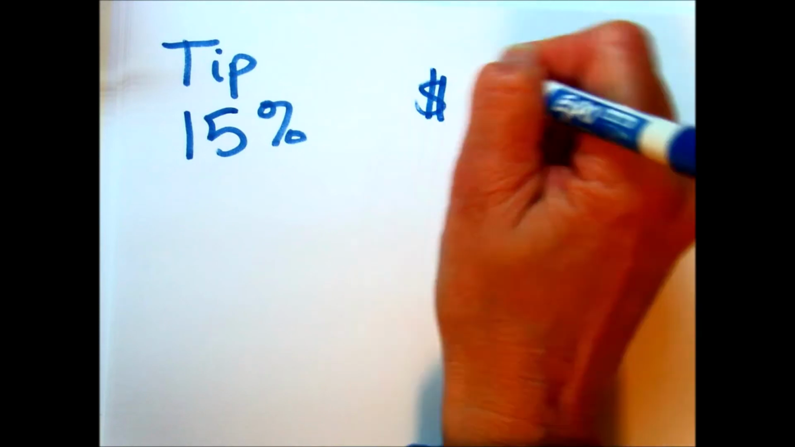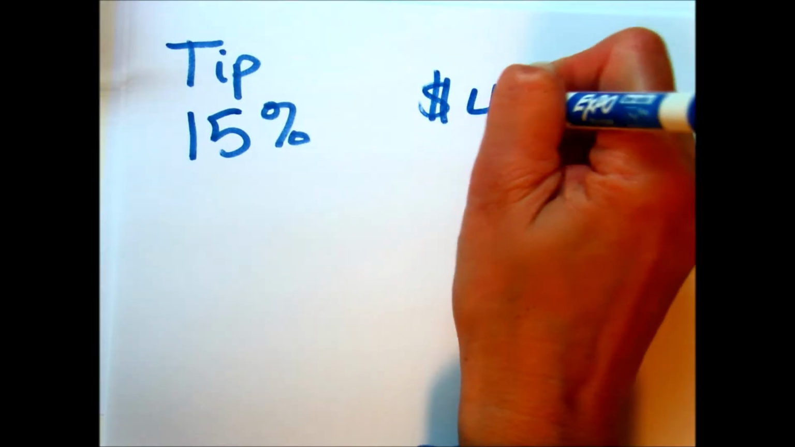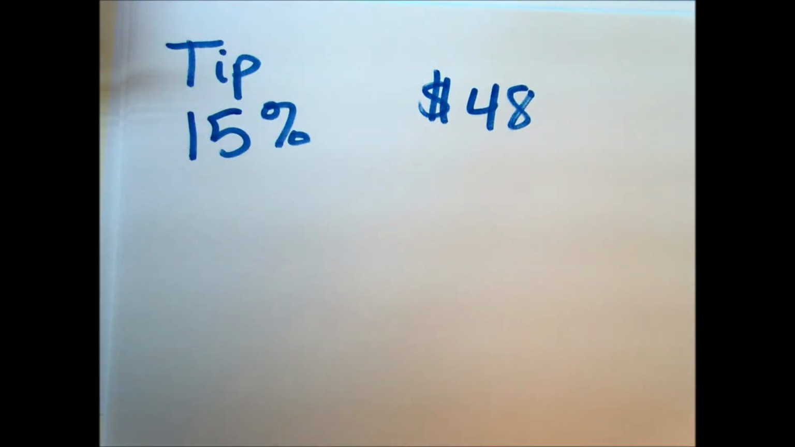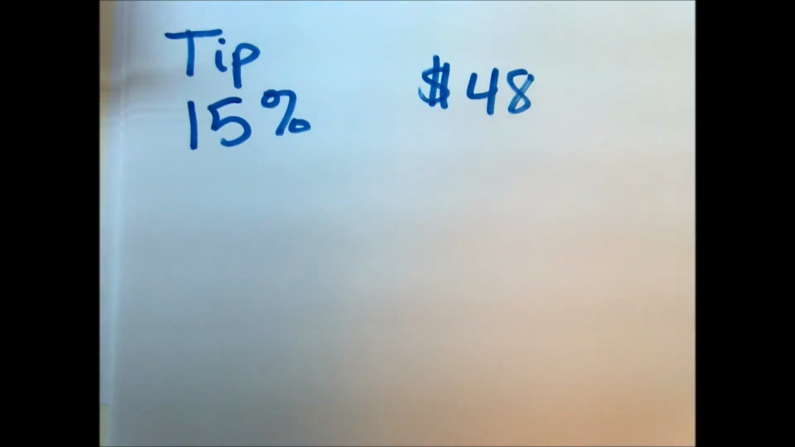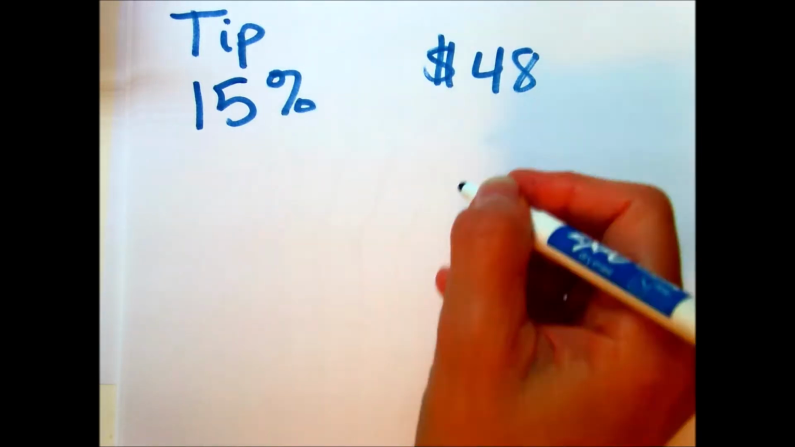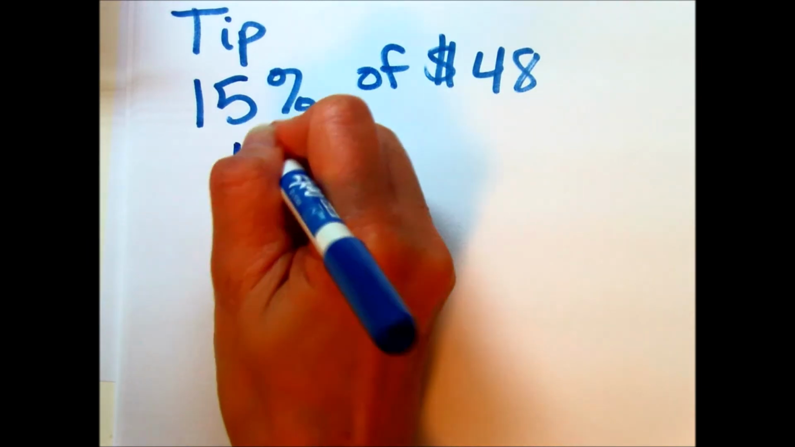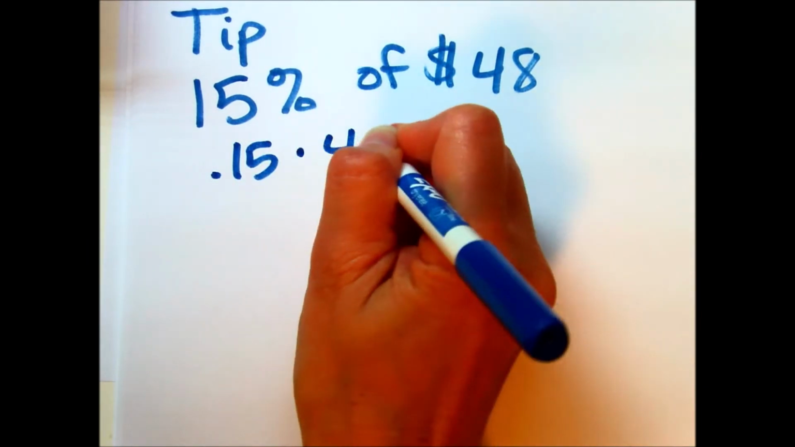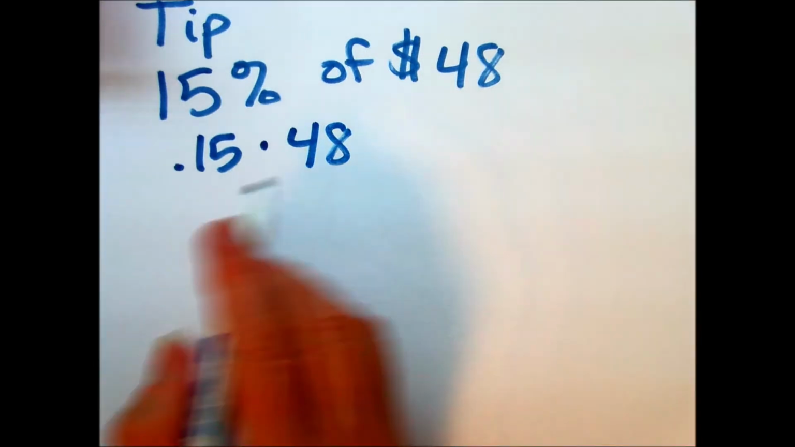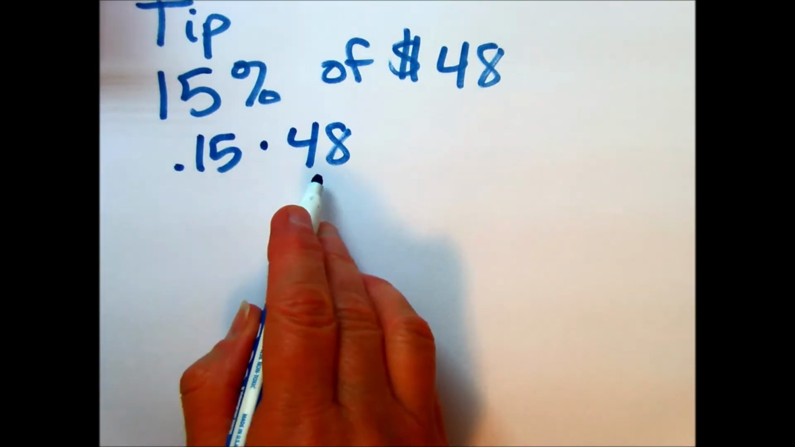So you've got a couple of friends, you're going out for lunch, and you want to figure out the tip. I'll show you the way that we've been doing it, and then I'll also give you a little mental math trick that works very well. Again, we're going to go 15% of 48. We want to change that to an expression. We're multiplying 0.15 by 48.